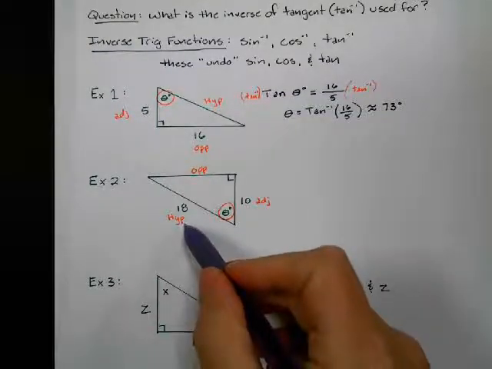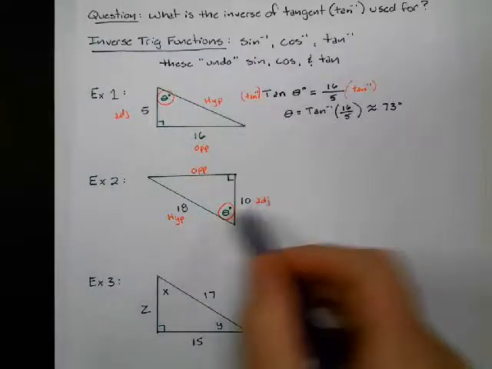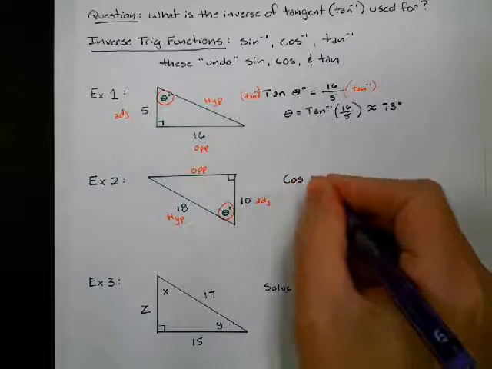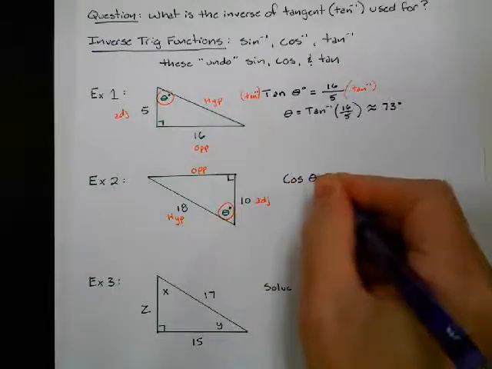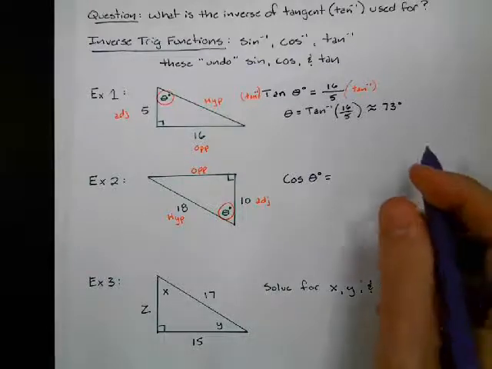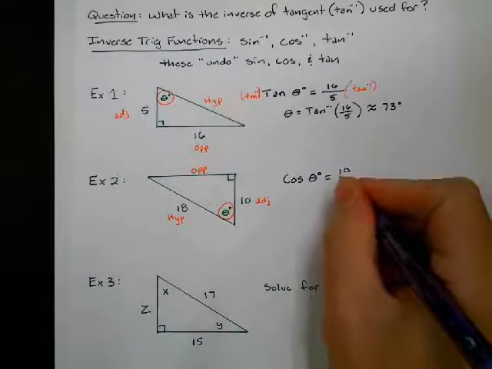Which one is that? Let's see. So that's opposite hypotenuse. No. Adjacent hypotenuse. Ah, it's cosine. So cosine, then we put our angle of reference, which is theta, equals, and then it's adjacent over hypotenuse. So 10 over 18.